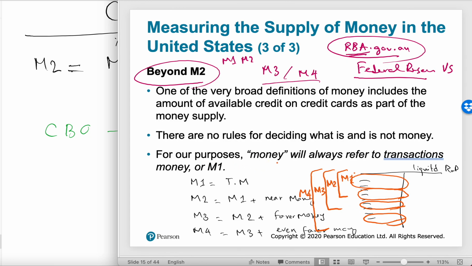For our purpose, money will always refer to transaction money or M1. In this book, our most emphasis is on M1. But in other money and banking courses, if you take money and banking with me in the summer, I am explaining which one to be used and when, according to the policies.